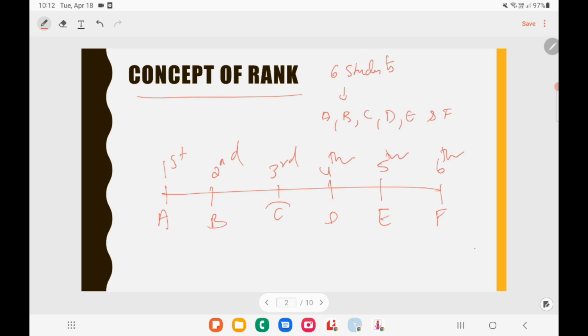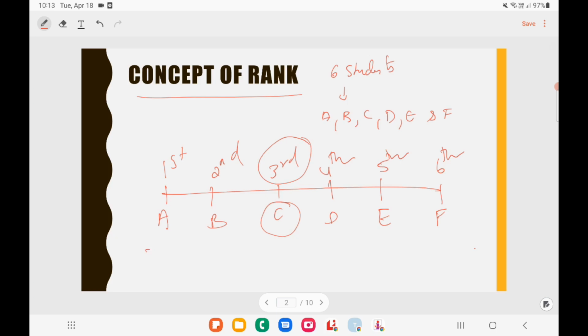So I am taking the case of C here. We know that C is third in the exam, right? That means third from the top of the class. Now I am asking you a question. If C is third from the top of the class and the class has 6 students, what is C's rank from the bottom of the class?